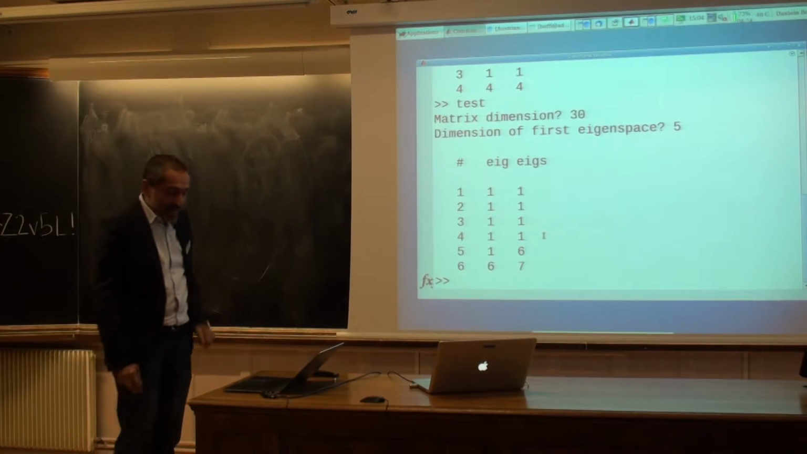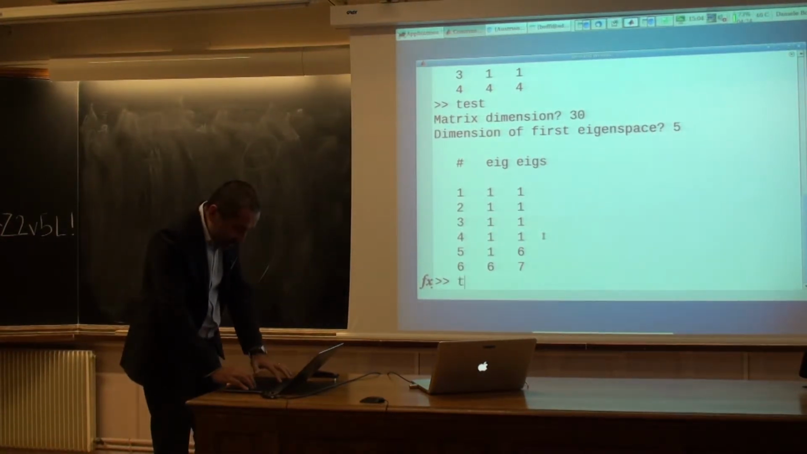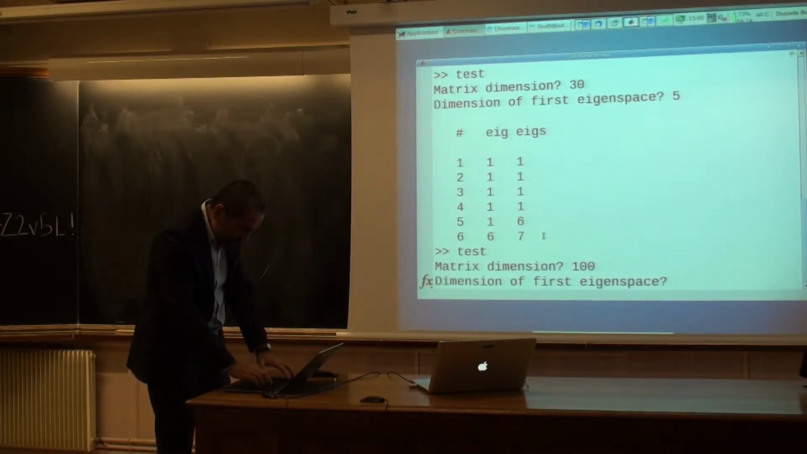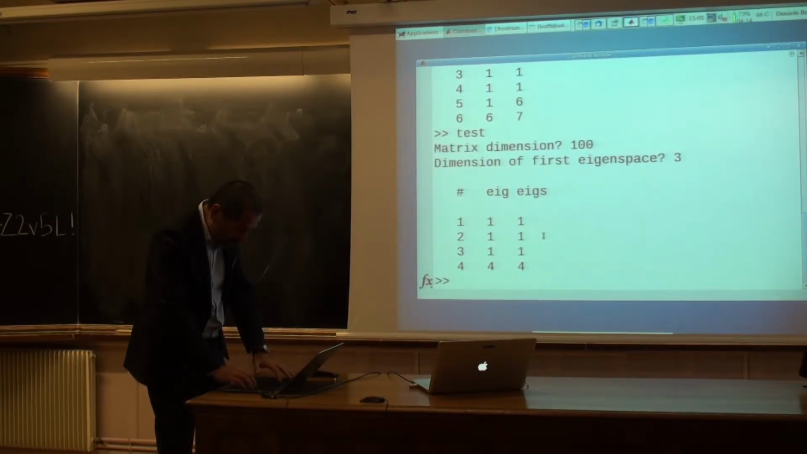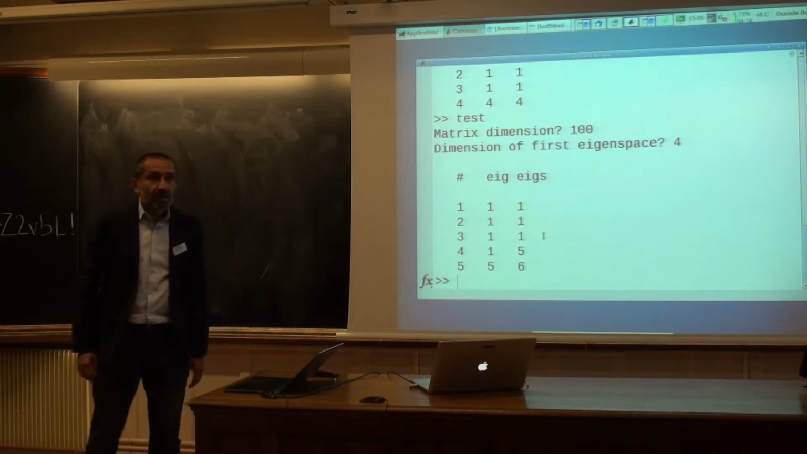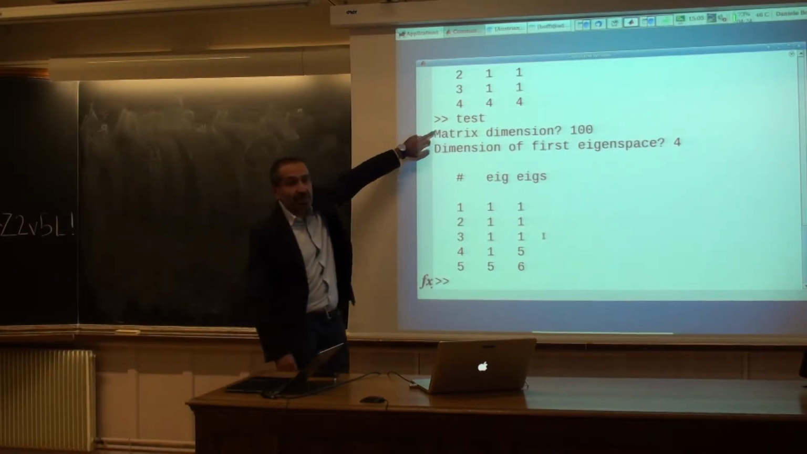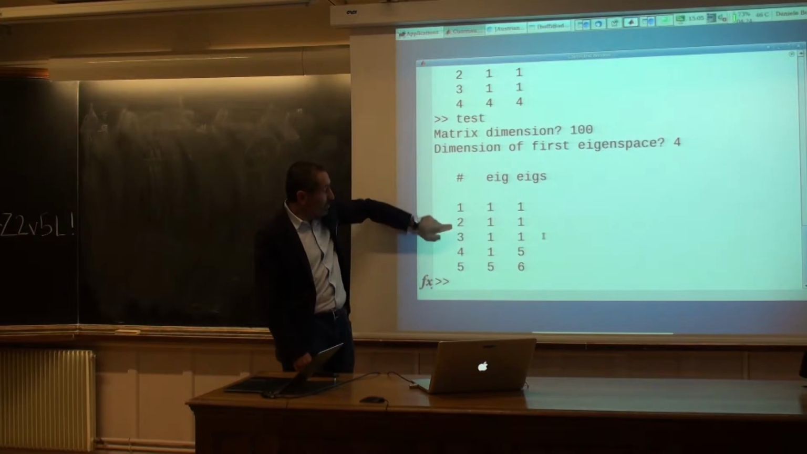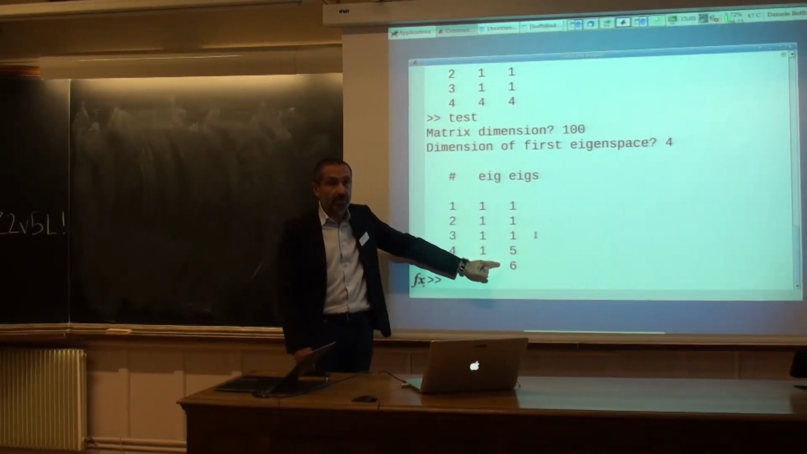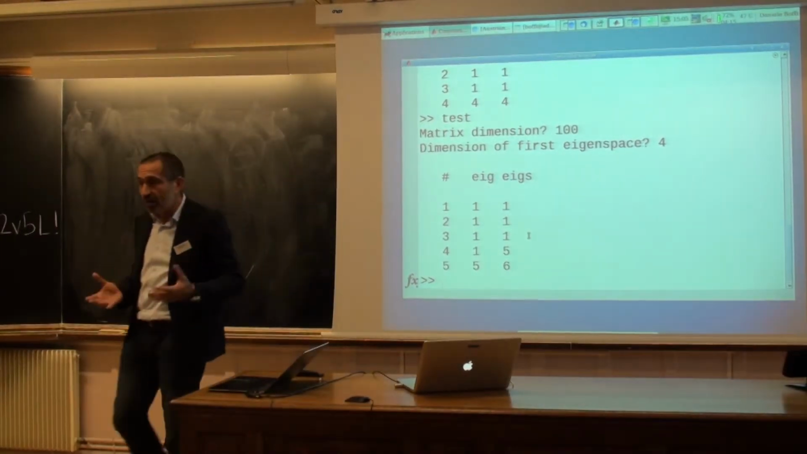Okay? And if you go higher with the dimension, suppose now we take 100 instead of 30, I think that, let's try, 3 is not enough, but 4 I think will be. Yes. So this is a 100 by 100 matrix, a little bit bigger than before. And now the first k that breaks the code is k equals 4. Before it was 5. So the larger you go, the smaller the k.